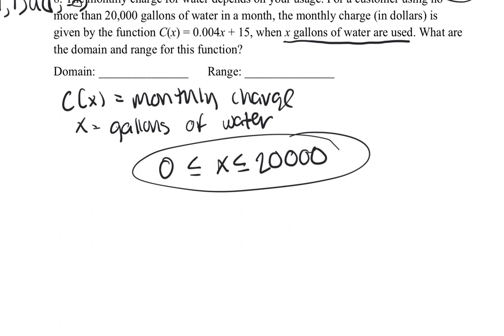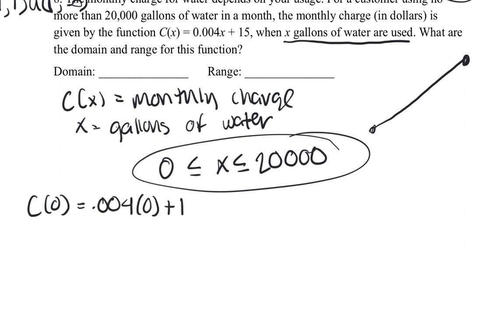And so now to find our range, all we can do is, because this is a linear function, it's going to kind of look like this. And so the leftmost point is going to be its lowest point, and the rightmost point is going to be its highest point with its biggest y value. So we can just plug these points in to find our range. So if we do c of 0, that's going to be 0.004 times 0 plus 15, which is going to give us 15.